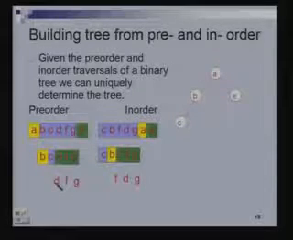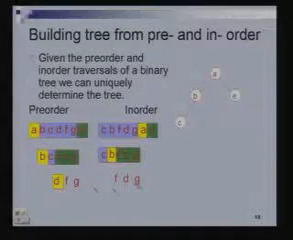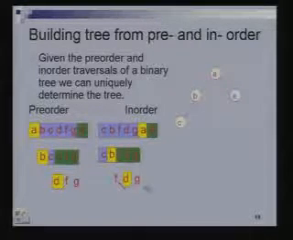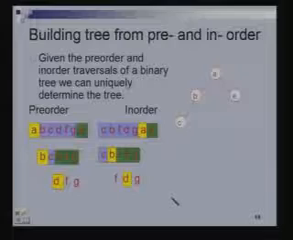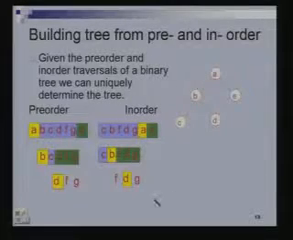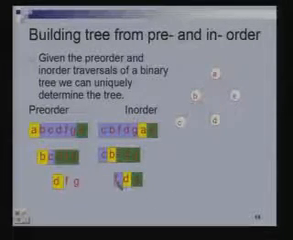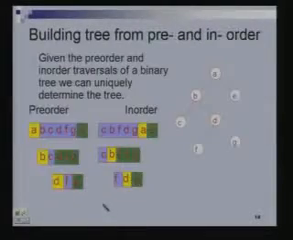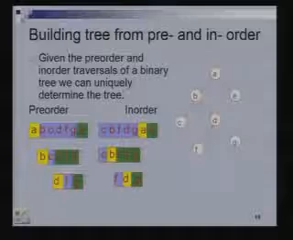So once again, I know now that the root is going to be D. I look for D here, it's there. So I know that on the left I have F and on the right I have G. So I know the root is D, and I know that the left subtree would have F and the right would have G. So I get something like this.